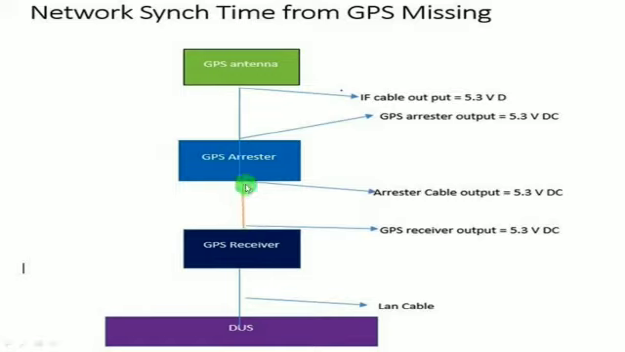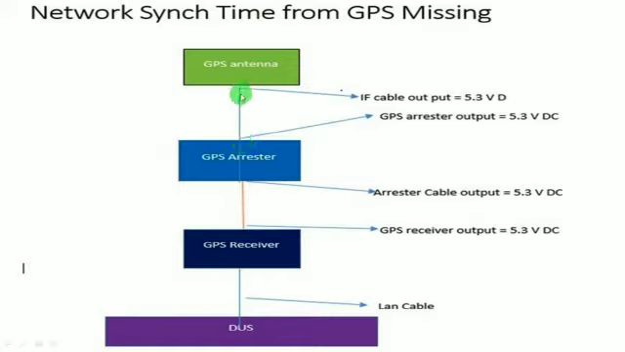We have to check the arrestor cable output. If we get 5.3 volt DC, the connectivity between the baseband and GPS arrestor, that is the GPS arrestor cable, is okay. Then we have to check further. Again, we have to check the output of the GPS arrestor through the multimeter. If we get the output as 5.3 volt DC, the continuity from the baseband to the GPS arrestor output is okay.